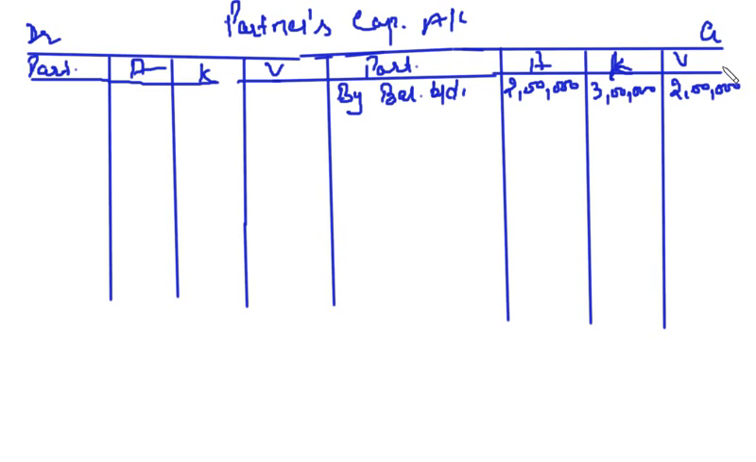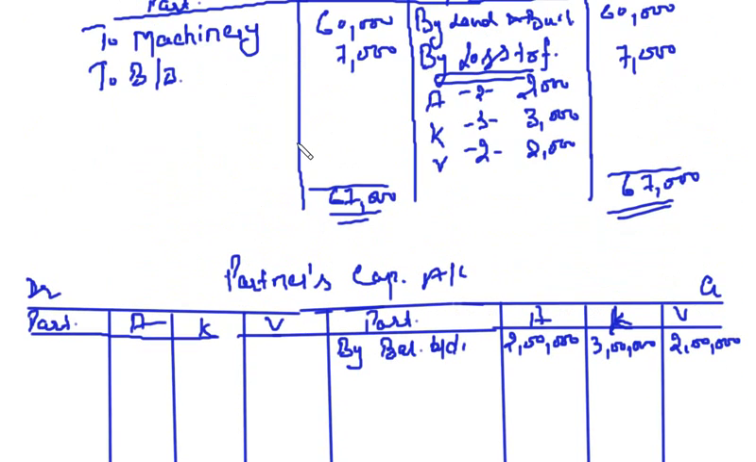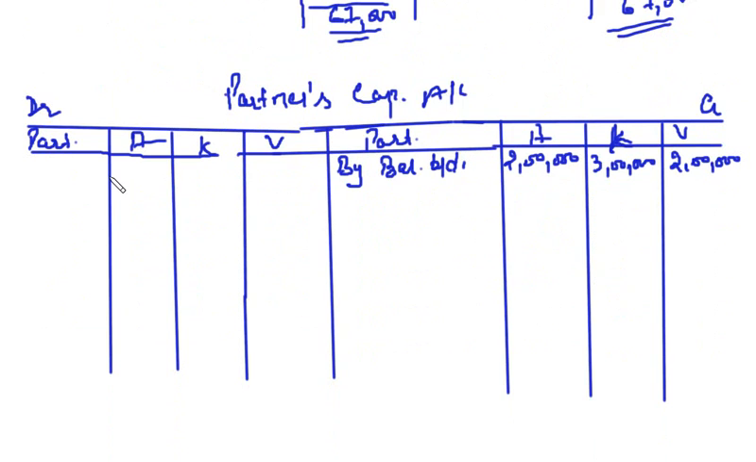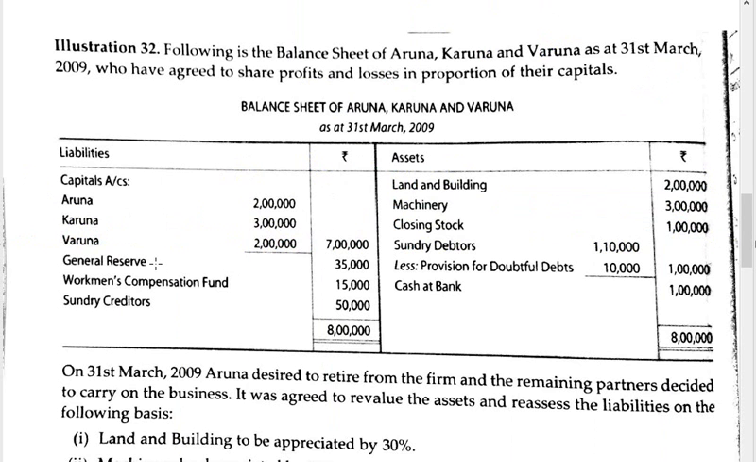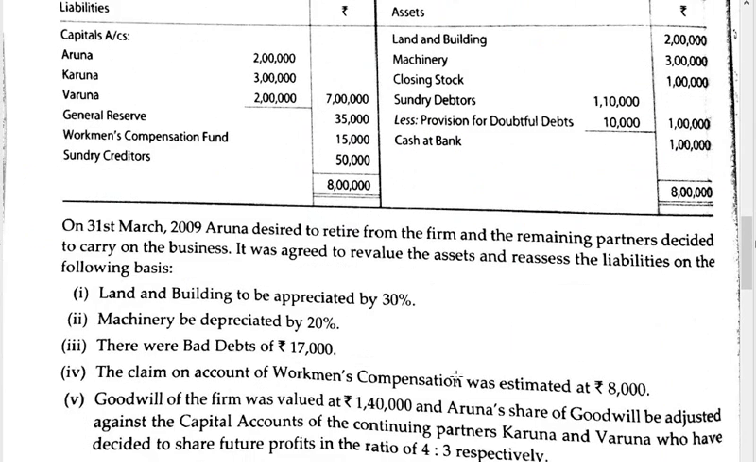Now, we have done the revaluation. We have got loss on revaluation, we will transfer this on which side? Here to revaluation loss. This comes to 2,000, 3,000 and 2,000. Clear, friends? Now, next, if you see, next is the workmen compensation, and we have a general reserve also.